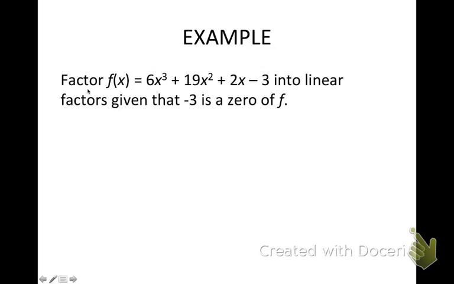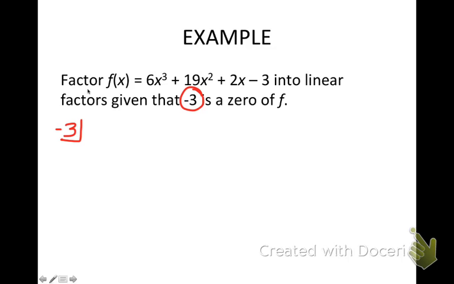So they're telling us that one of our zeros is -3. So that means when I do my synthetic division, my remainder should come up as 0. So let's put that -3 in our half box.